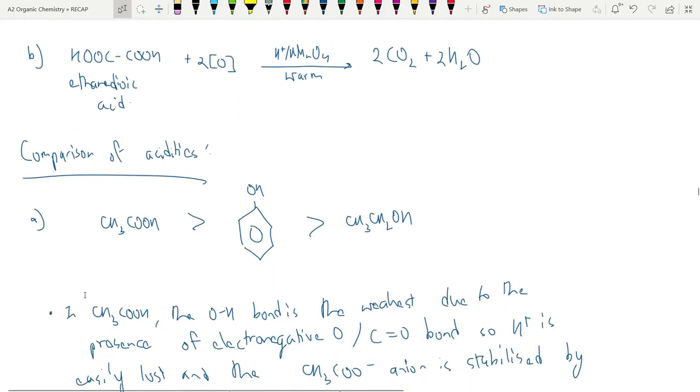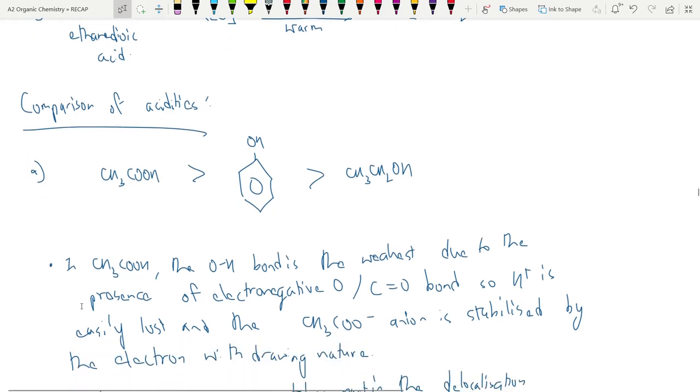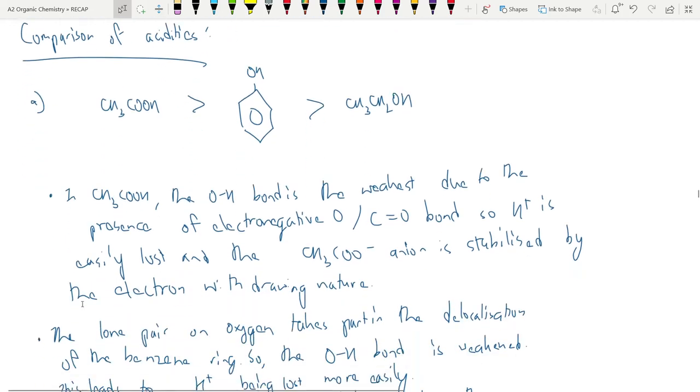Okay, so if we compare the acidities, the strongest acid is ethanoic acid, followed by phenol, followed by ethanol. So we know about phenol and ethanol, but why is ethanoic acid so much stronger than phenol? Okay, mainly because the OH bond is weakened due to the presence of the electronegative oxygen of the C=O double bond. So H+ is easily lost, right? And the carboxylate anion is stabilized by the electron withdrawing nature of the carbonyl group, okay, or the electron withdrawing nature of the oxygen atom.